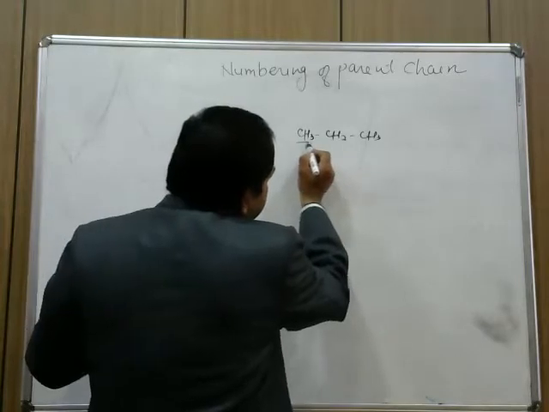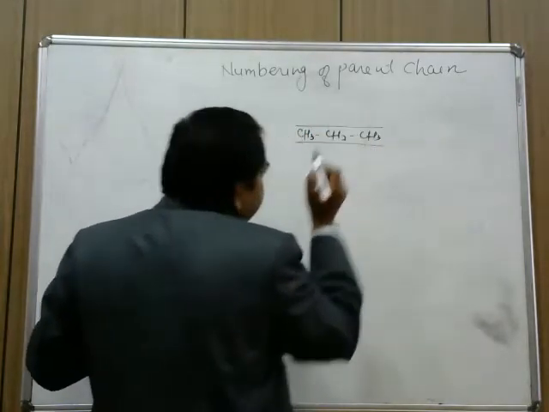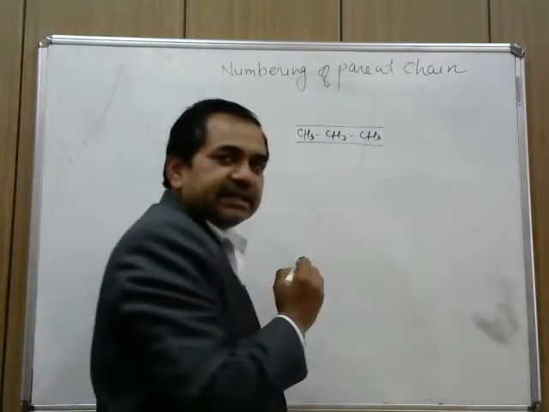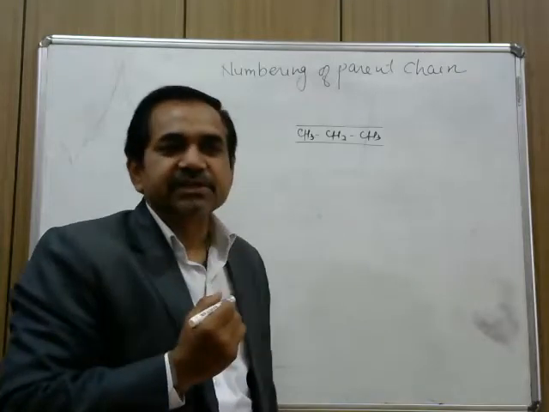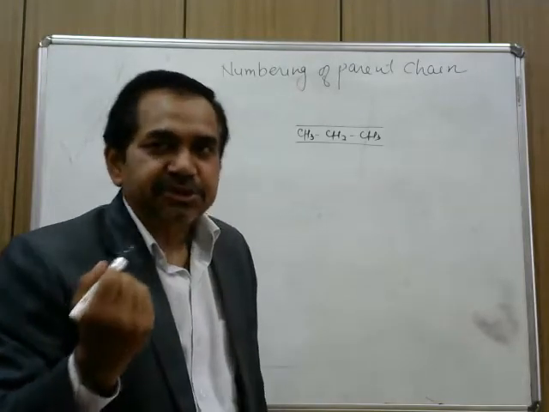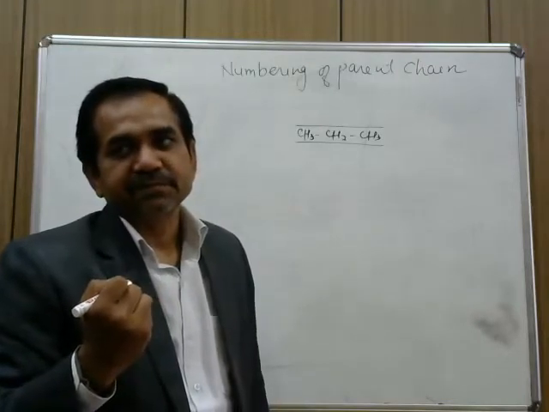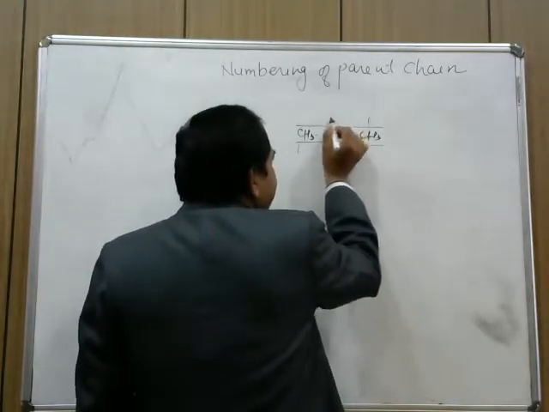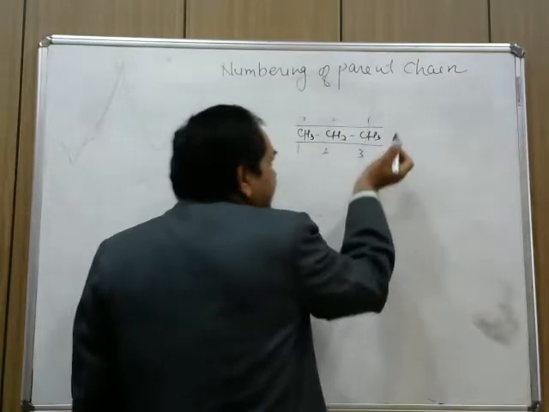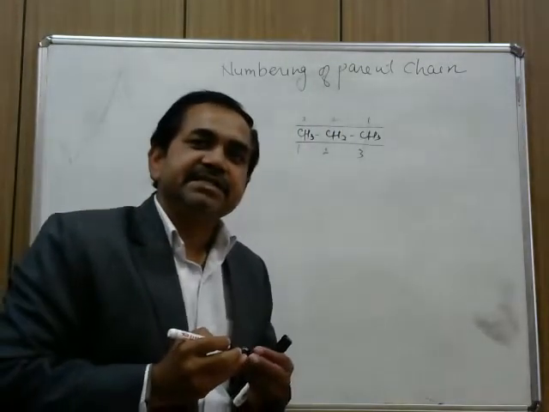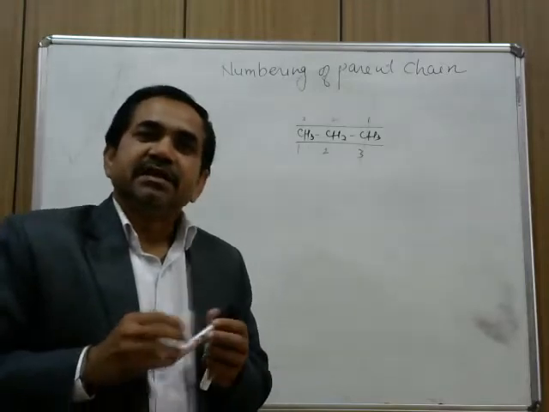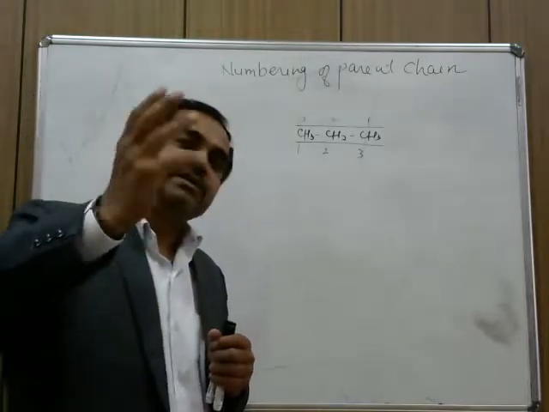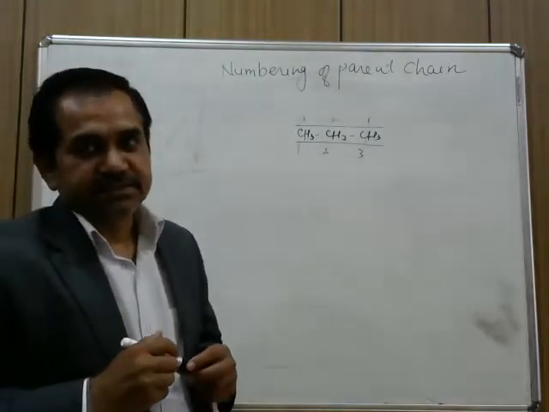So this is the longest chain or parent chain, and if I look closely at this parent chain, I find that there is neither a functional group nor a substituent present. So whether I number it from this side 1, 2, 3 or from the other side, from left to right or right to left, that does not make any difference. And in these types of compounds, the purpose of numbering is only to count the root word. So it can be counted from either side.